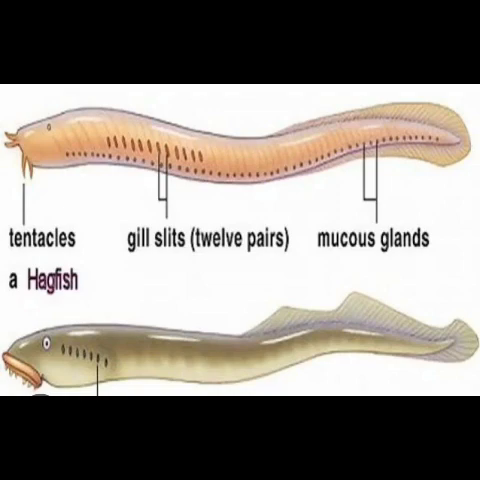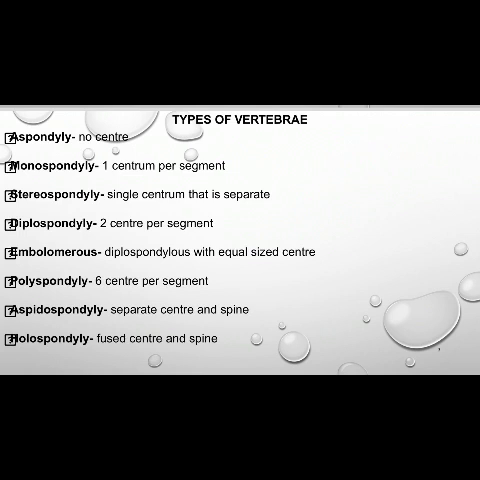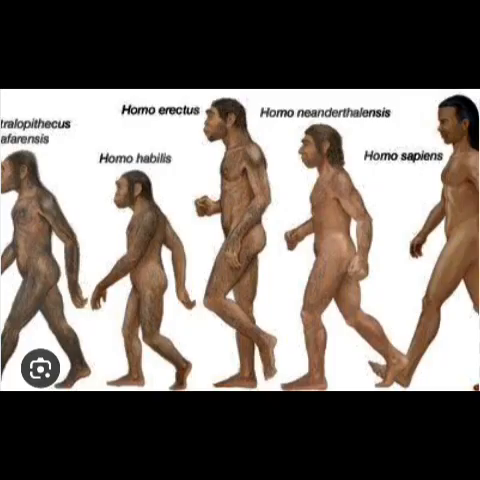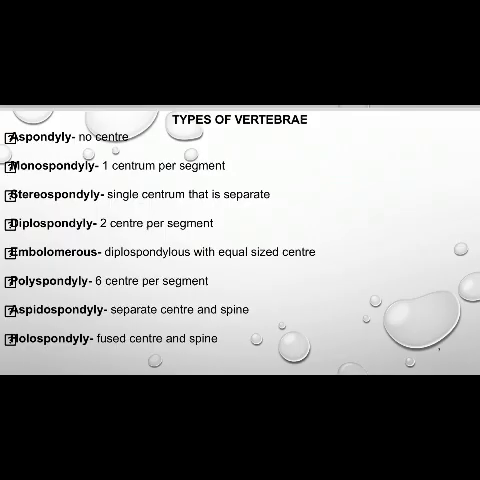What of stereospondylous? Such vertebrates have a single centrum that is separate from the rest of the vertebra. Examples include mammals like humans. Then diplospondyly: there are 2 centers per segment. For every vertebral segment in diplospondyly, there are 2 centers. Some fishes are diplospondylous.